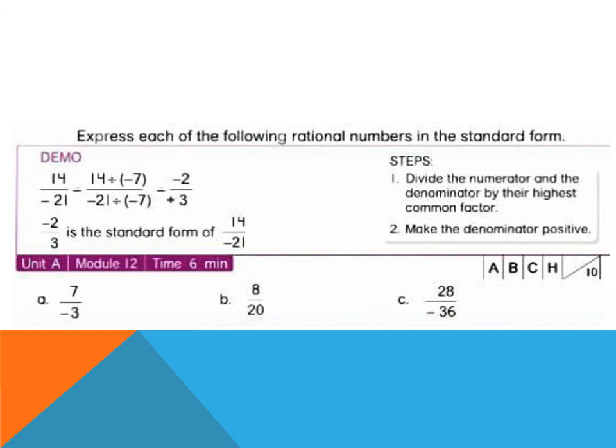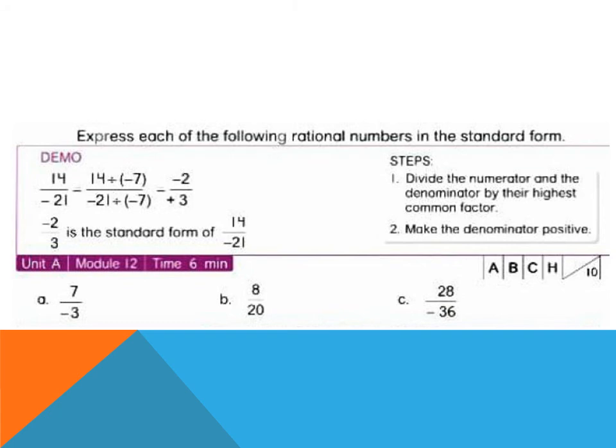Divide the numerator and the denominator by their highest common factor. Simple. Make the denominator positive. Now, what you have to remember here, first of all, there should not be any common factor between the numerator and denominator, and second, the denominator must be positive.